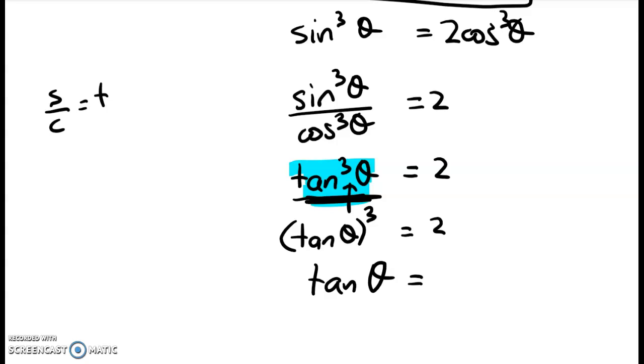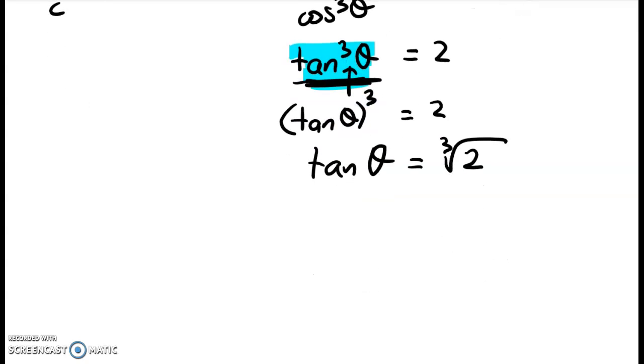The next thing that I'm going to do is take the cube root of both sides. So now we have tan theta is equal to the cube root of 2, and I'm going to chuck that into my calculator, and that will give me my first solution, which is 51.6 degrees. So that's the first one.